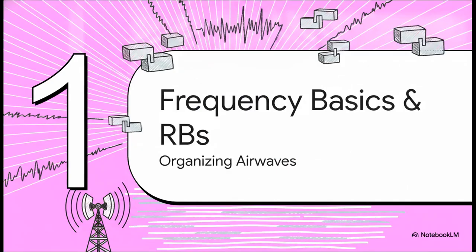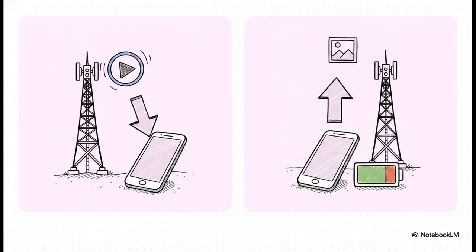Section 1. Frequency Basics and Resource Blocks. Organizing the airwaves. So LTE networks operate on specific frequency bands, right? We're talking mostly about the 700, 900, 1800, 2100, and 2600 megahertz bands. But here's the really cool part. The network handles traffic on these bands completely differently depending on which way the data is flowing.